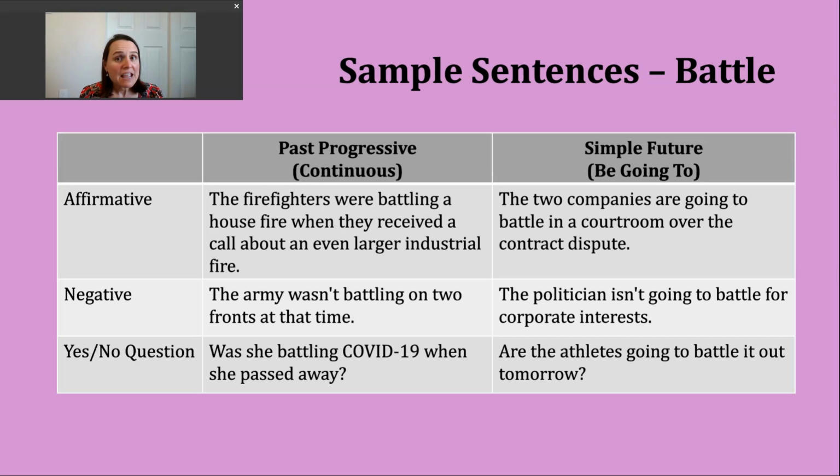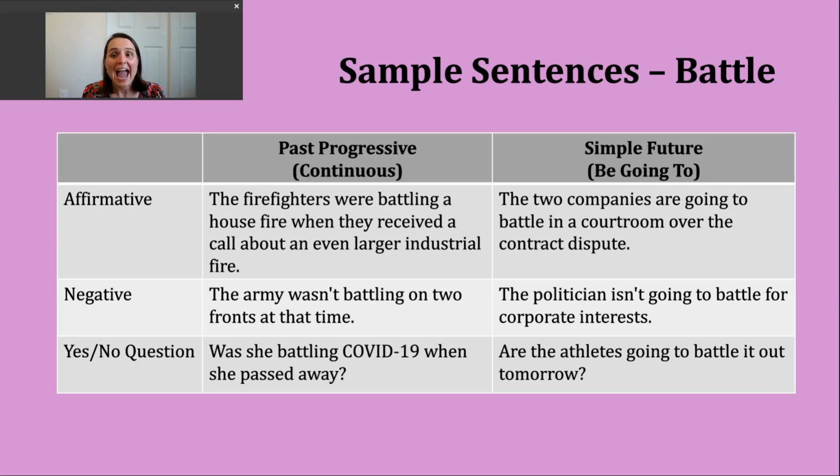Okay. If you want to ask a yes or no question in the past progressive, again, start with our form of be, so was or were, whichever form matches the subject, and the subject should come next, and then the progressive form of the verb, the ing form. An example of this: was she battling COVID-19 when she passed away? So again, that idea of sort of fighting an illness, fighting a virus in this case.